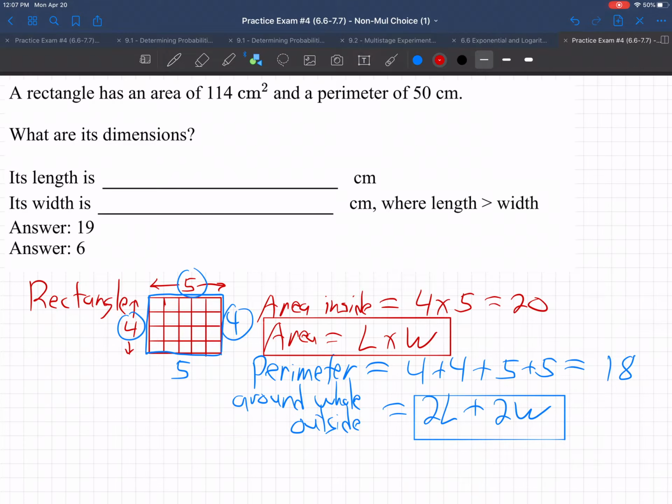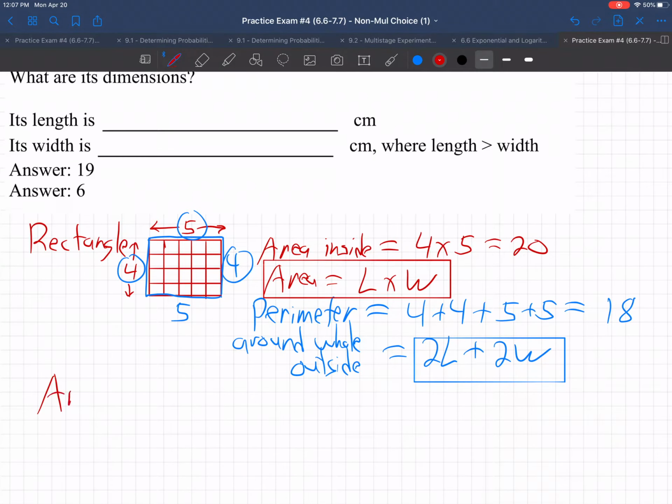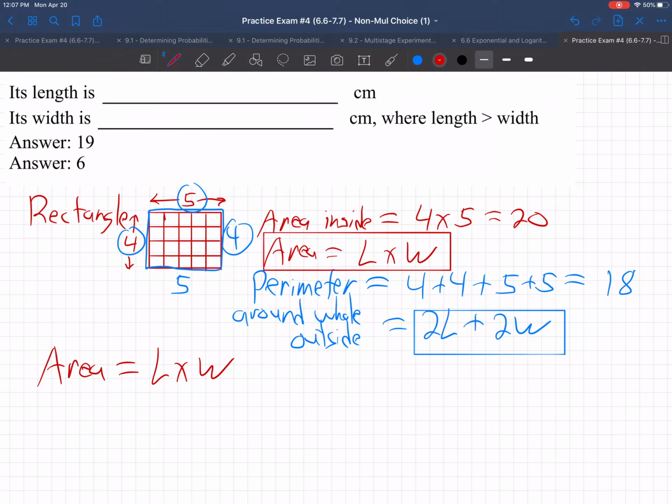So I just made up a real life example just to help you see. Perimeter is just 2 lengths and 2 widths added up. Area is just length times width. Okay. So with that in mind, let's use those formulas. So it's good to have those formulas in your notes for the exam. Area is length times width, and perimeter is 2 length plus 2 width.